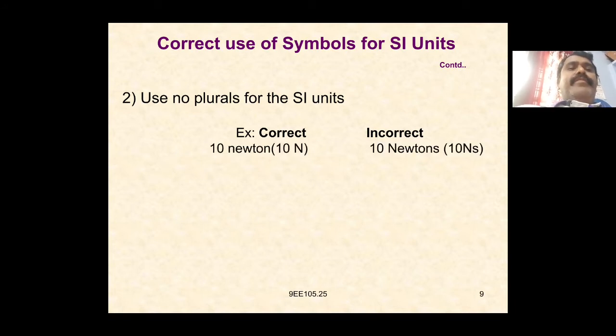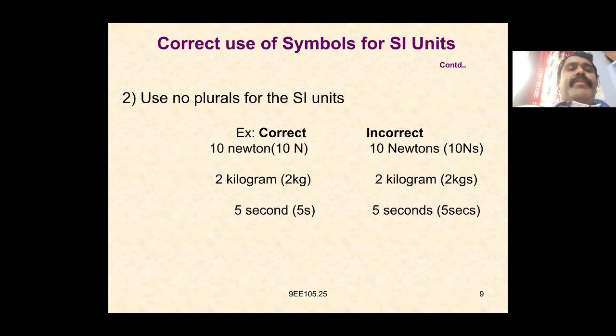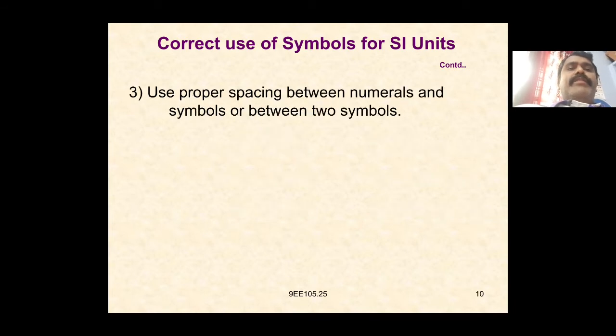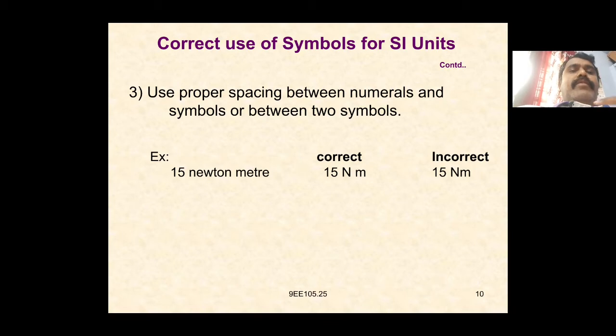Incorrect. Newtons, 2 kilogram, correct. 2 kilograms, incorrect. 5 seconds, 5 second, correct. 5 seconds, incorrect. Use proper spacing between numerals and symbols or between two symbols. X, correct. That is nothing but the 15 Newton meter. 15 Newton meter, correct. 15, does not write the meter.